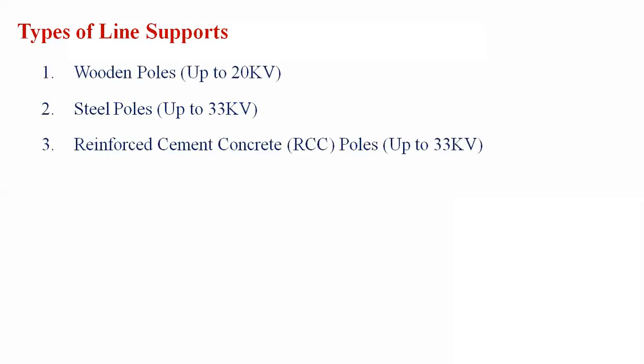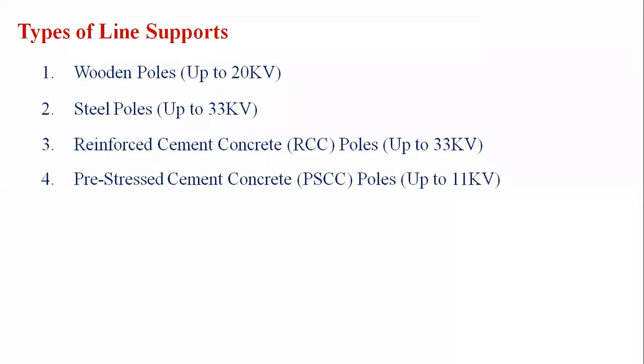Now here are the types of line supports. The line supports are classified into 4 types. Generally, in the overhead transmission line, the conductors are supported by rods, known as the line supports. They are classified as wooden pole, steel pole, RCC pole, PSCC pole, and another one is the towers.